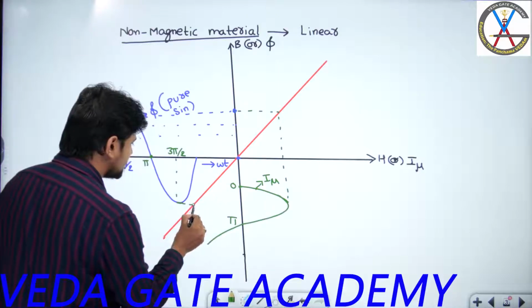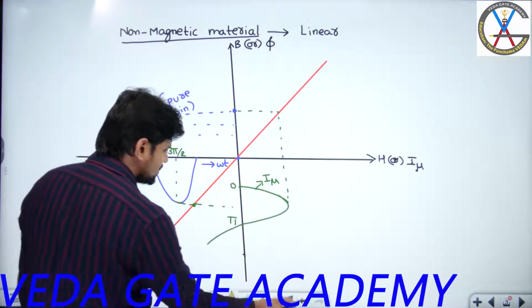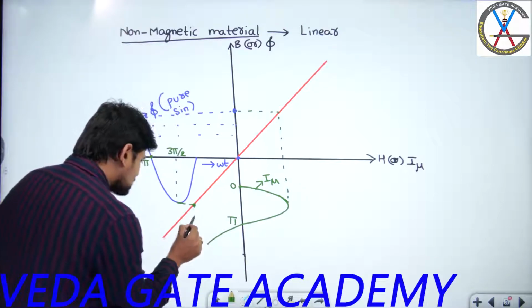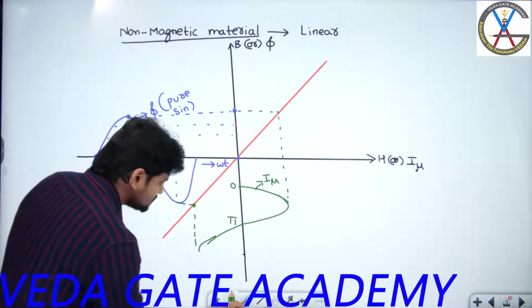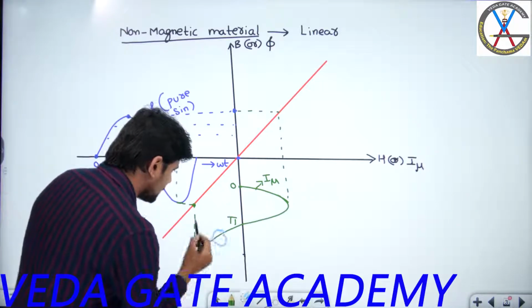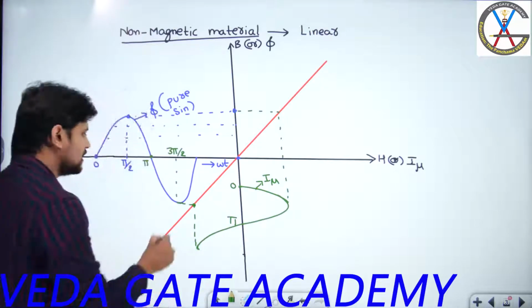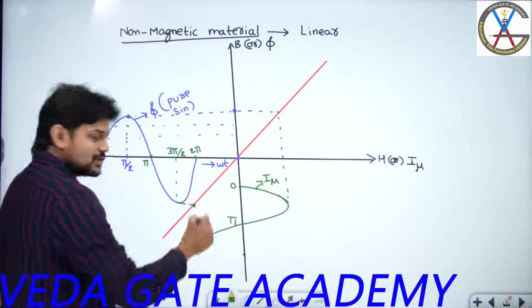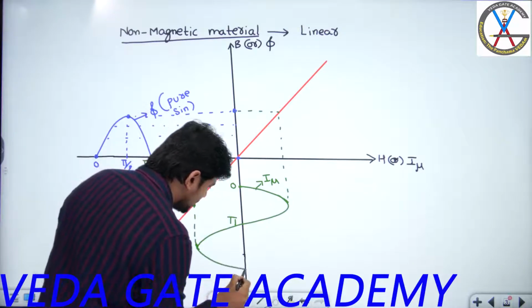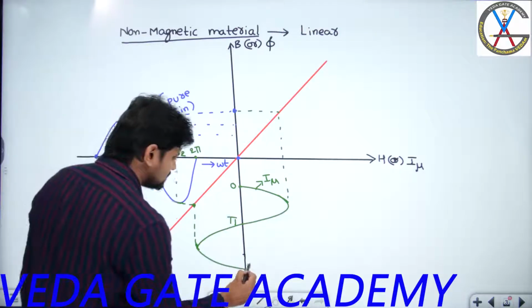Exactly at this point, this is the magnitude of the flux onto the y-axis, right? So there is no need of projection. The corresponding current magnitude will come here. You are going to get the shape of I mu in this fashion. Again from 3 pi by 2 to exactly 2 pi, the flux is decreasing, so the magnetizing current also decreases in this fashion up to 2 pi.